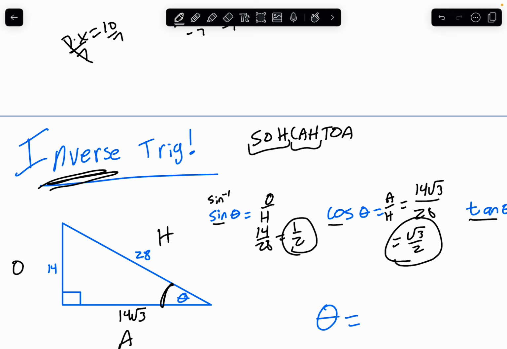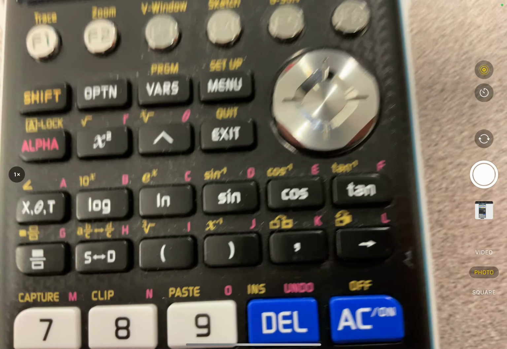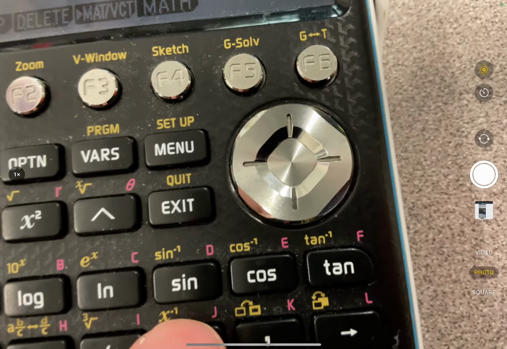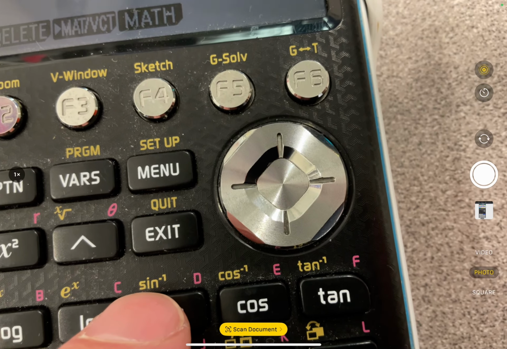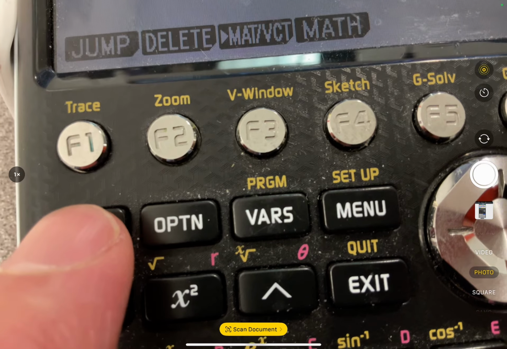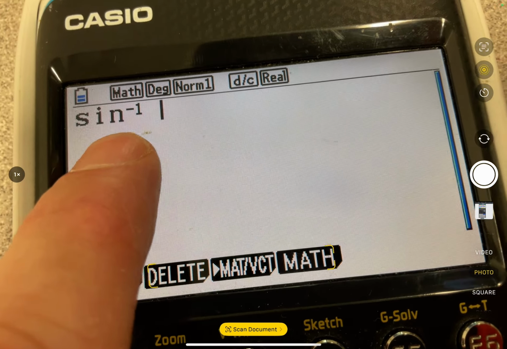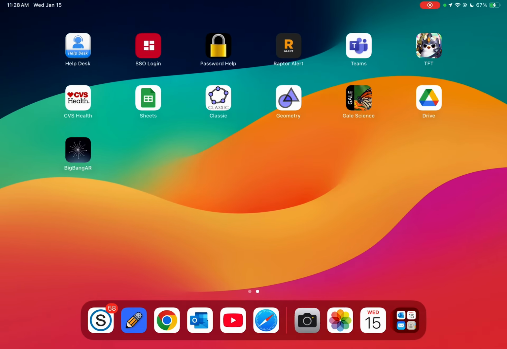So let me just kind of show you on the calculator here. How are we going to undo the sine function? Well, your calculator has a key here. It's called sine, right? Look right above it. Inverse sine, inverse cosine, inverse tangent. If I do shift sine, that's how we're going to do an inverse sine in our calculator.